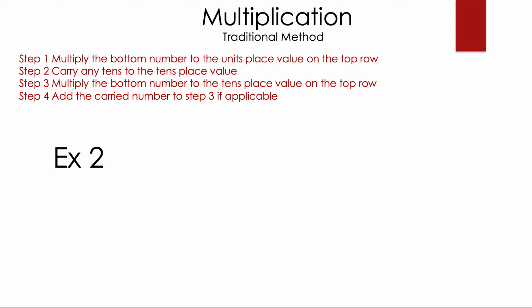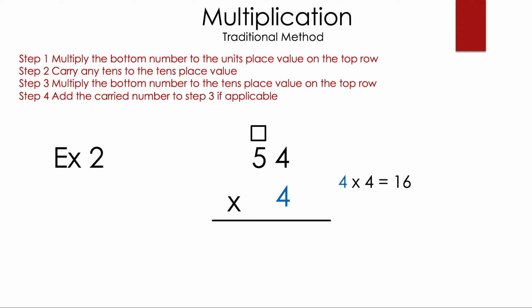Let's take a look at example 2, which is 54 times 4. We're going to highlight the bottom 4. So now we multiply by the units place value, which is 4. So 4 times 4 is 16. Now how many tens do we have?